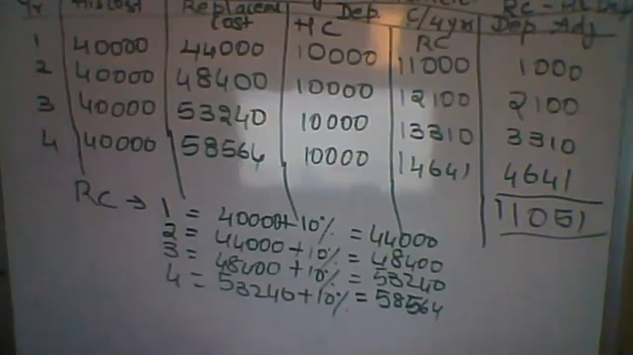Total depreciation is 11,051. So by the 4th year ending, that is the life of the asset, we have to yet adjust 11,051 rupees. This is the first step for calculating your backlog depreciation.